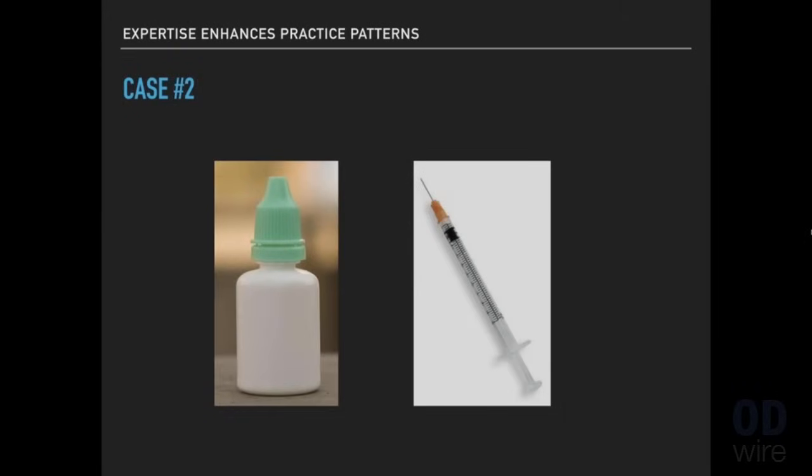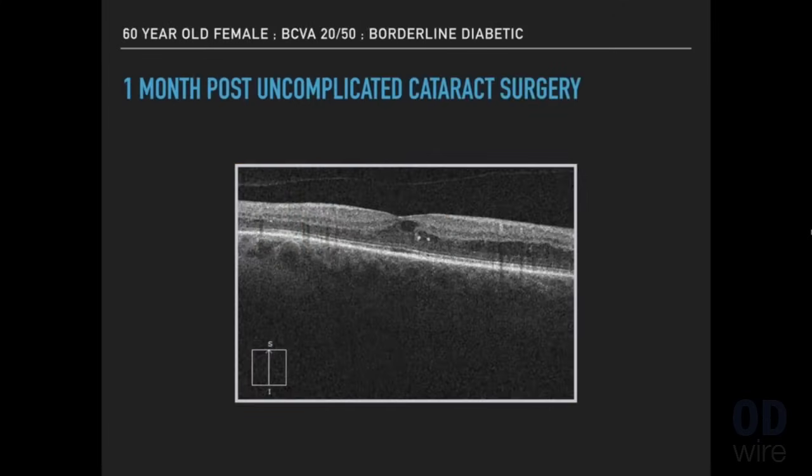Again, same concept. Expertise enhances practice patterns. Let's look at another case. This is a 60-year-old female, best corrected vision 20/50, borderline diabetic, 1 month post uncomplicated cataract surgery. Yep, exact same patient profile as you saw previously. But what do you see on this OCT?